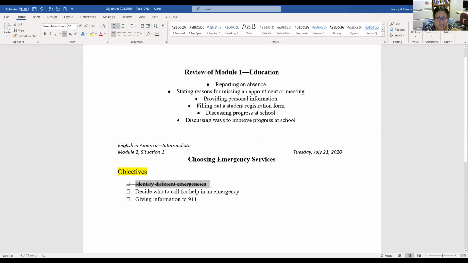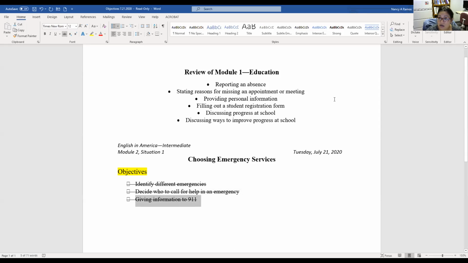Our next one is we decided who to call for in an emergency. For example, if the power is out in your house, then you call an electrician. If the power is out in the whole city, then you would probably call 911. And then the last one is giving information to 911. That's really simple. That's just you telling them where the accident is. For example, there's two men fighting at the mall, or in my house. So that's just giving information as to where the emergency is.